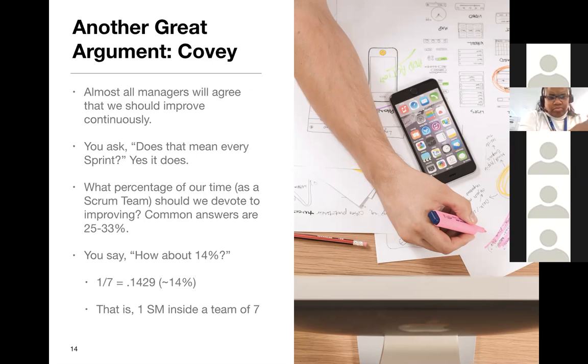What we're suggesting really is 14%, essentially 14%. Really, to be fair, more like 20%. How do I get to 14%? 1 divided by 7 is 0.1429. That's about 14%. And how do I get the 1 divided by 7? That's one full-time Scrum Master working on improving inside a team of 7. To me, it's a hard argument for them to refuse.